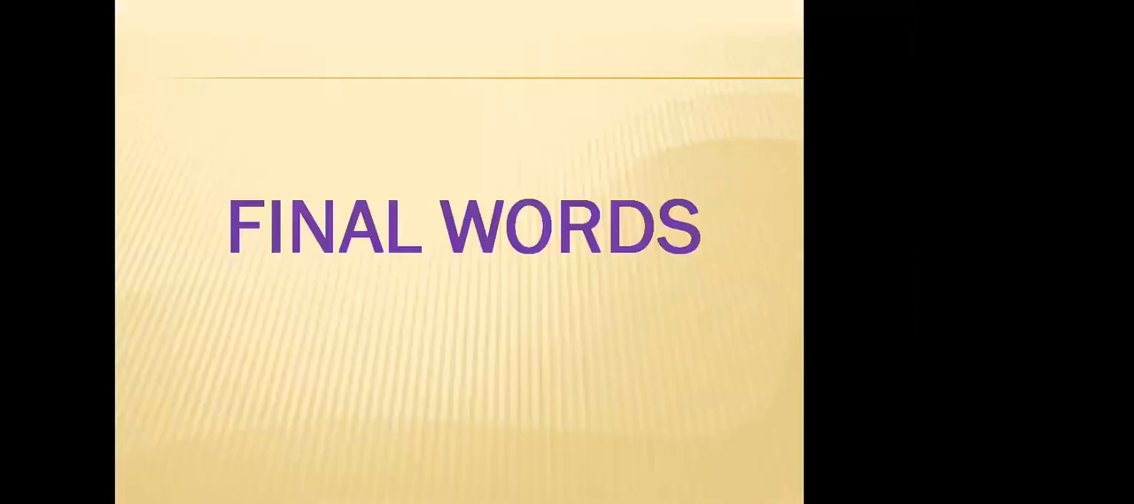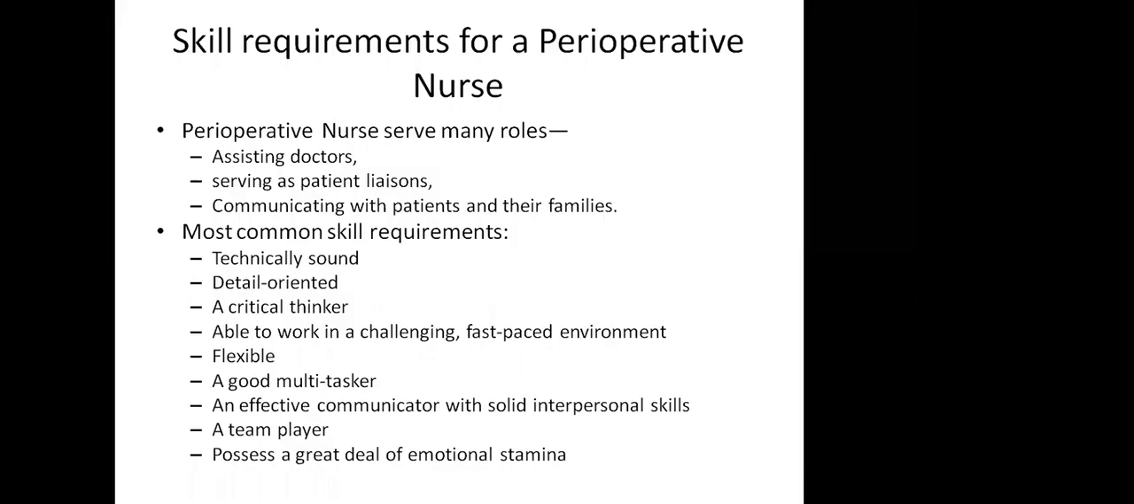A few final words on the skill requirements of the perioperative nurse. The perioperative nurse plays a role of assisting doctors, serving as liaison between patient and doctor, and communicating between family and patient. You should develop technical skills and be detail oriented. You should be a critical thinker. You should be able to adapt to a fast-paced environment, be flexible, a multitasker, and an effective communicator. You have to be a team player, and you should have emotions.